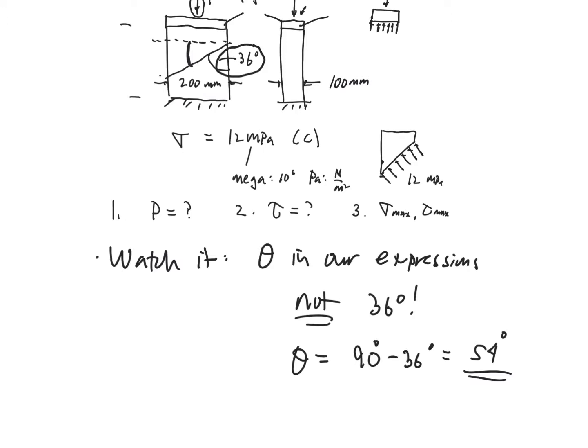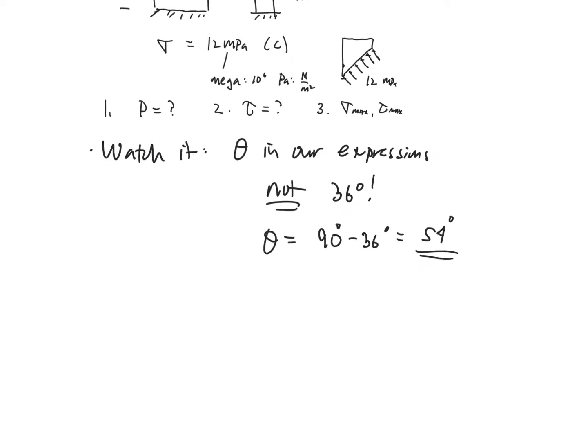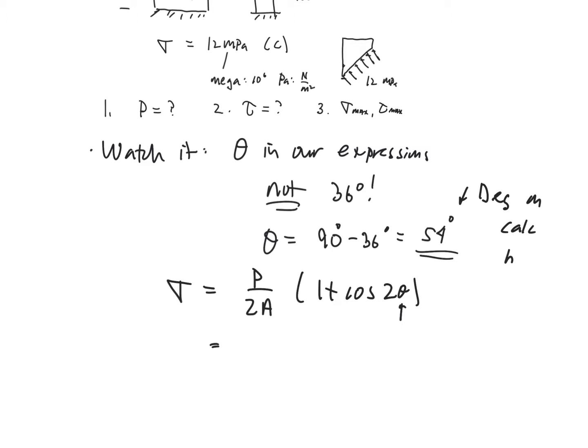And now it becomes just a matter of simple substitution, because we can use the fact that sigma is equal to P over 2A, and it's okay if you have to look this up, times 1 plus the cosine of 2 theta. Now let's go ahead and substitute these things in. We know that theta is going to be 54 degrees. And we make sure to hit degrees on our calculator button. Don't put it in radians. So degrees on our calculator button.